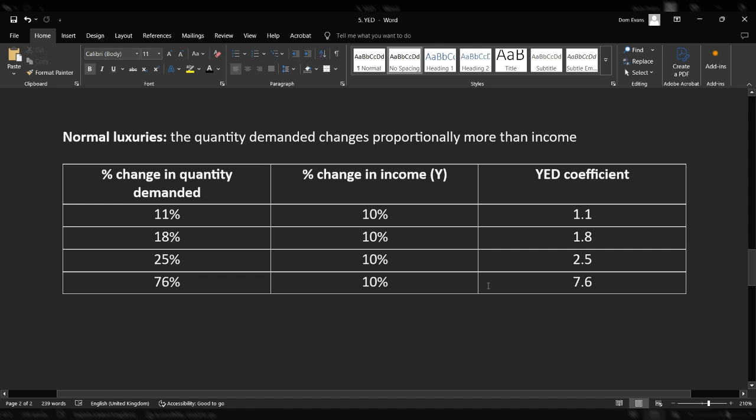All right, so how do businesses use this information? Number one, they use it to do a sales forecast. If incomes are expected to change across the economy, they can decide to increase output, maybe expand their product if they're selling a luxury and they see income's going to go up. So they can do sales forecasts and make decisions based on that.